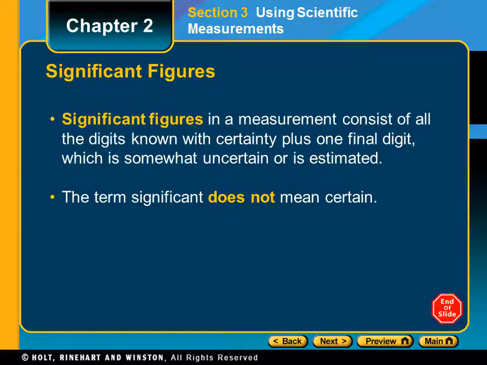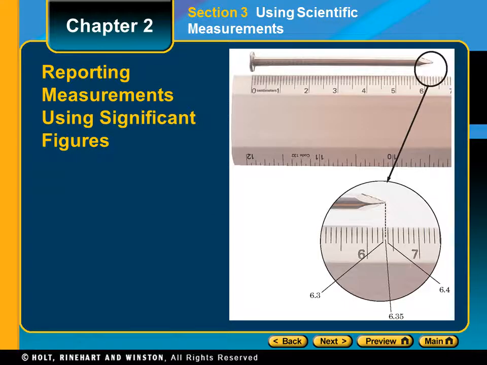So significant has nothing to do with certainty, it has to do with precision. You can look at this in terms of measuring this nail on a ruler in centimeters. You're going to look at where you're at, you count your 6, and then 1, 2, 3, and then you can estimate that last digit and get 6.35.